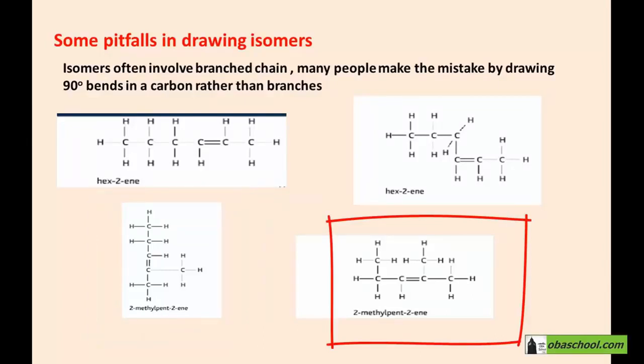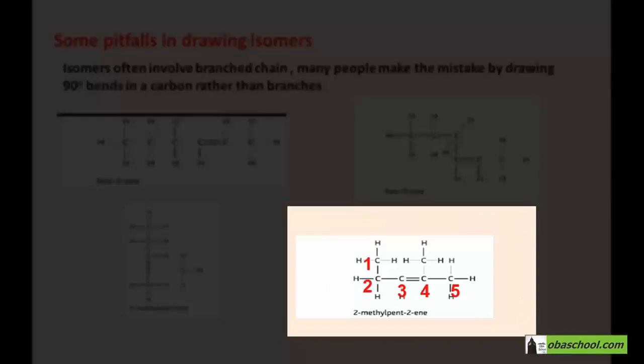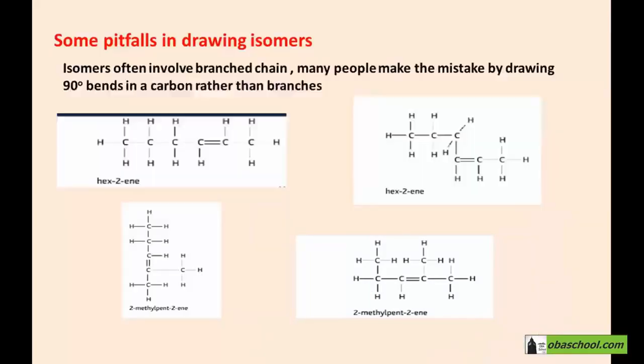Let's find the straight chain. 1, 2, 3, 4, 5. So we have also 5 carbon atoms and the branch is attached to the second carbon atom. So we only have a twist in the shape of the compound. So to draw a branch, you have to remove a carbon atom and attach it to another one, and not simply twist the main chain.